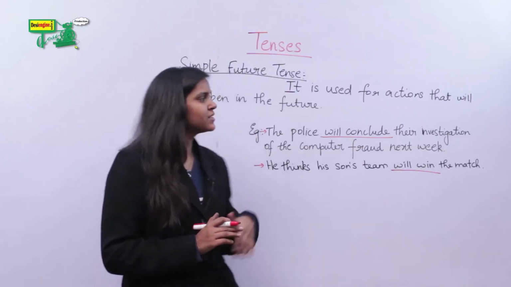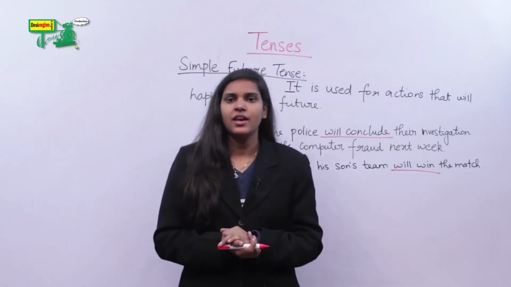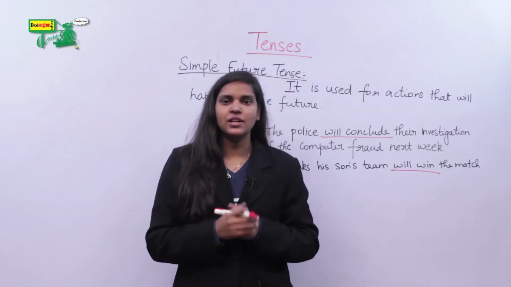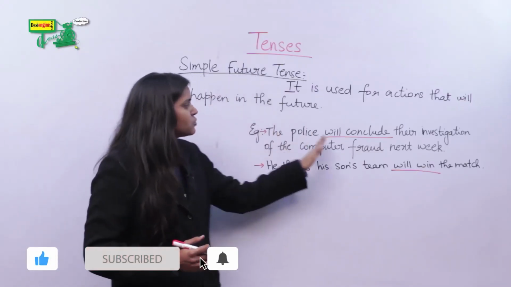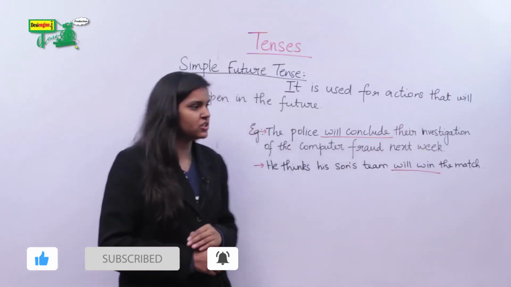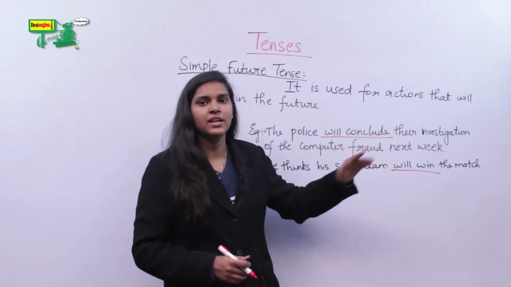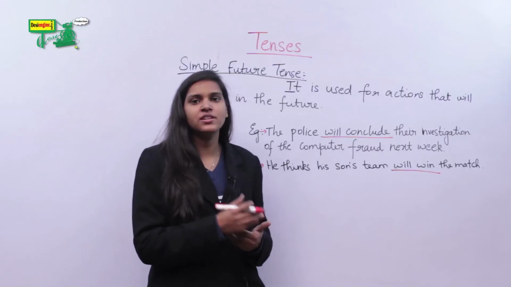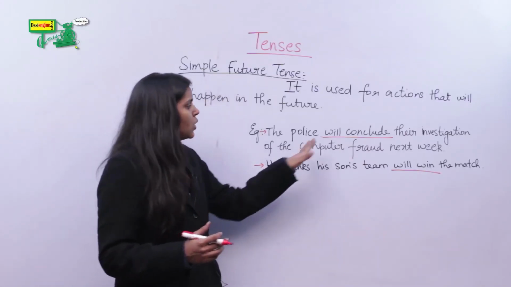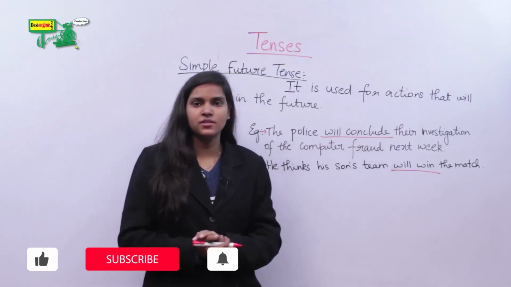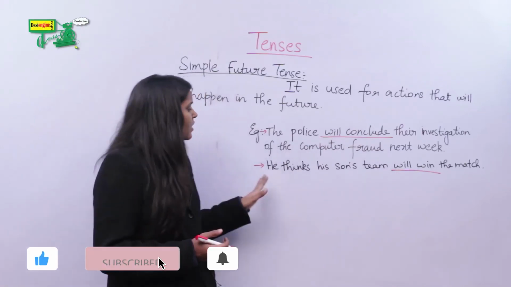Foremost among them is simple future tense. It is used for an action that will happen in the future. For example, the police will conclude their investigation of the computer fraud next week. That is an action that is going to take place in the near future. Therefore, will conclude becomes a simple future tense.